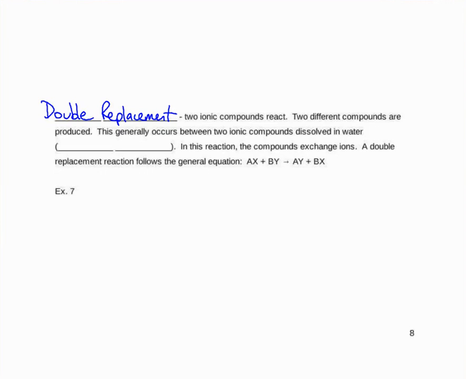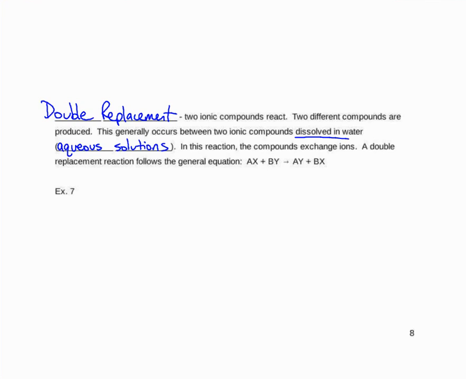Usually this happens between two ionic compounds that are dissolved in water, which, as we learned earlier, these are aqueous solutions. Really two words that mean the same thing. In this reaction, the compounds exchange ions.